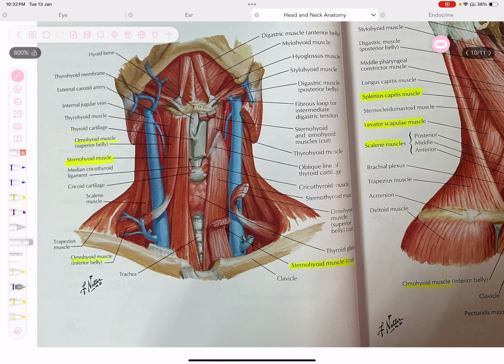And you can make that out right here. See, this is the omohyoid muscle. You can see how it is passing. And this is also the omohyoid muscle. It's cut down. This is the sternohyoid muscle. It's cut down. This is the sternohyoid muscle. And then you have sternothyroid muscle. So sternohyoid first, and then you have sternothyroid behind it.